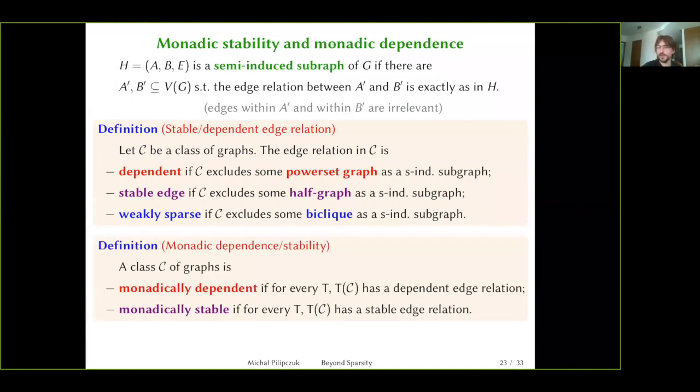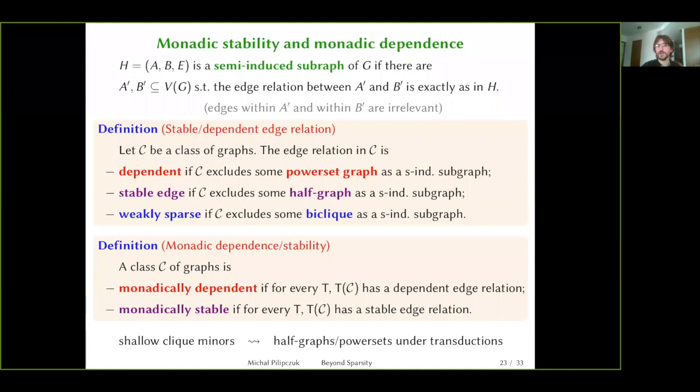And now I can apply this principle of transductions to it. I will say that a class of graphs is monadically dependent if for every transduction T that I can apply to my class, I get a class that is simple in the sense that it doesn't have too large power set graphs. It has a dependent edge relation. And the class is monadically stable if for every transduction T, if I apply this transduction to my class, I get a class with stable edge relation. So a class that doesn't have arbitrarily large half graphs.